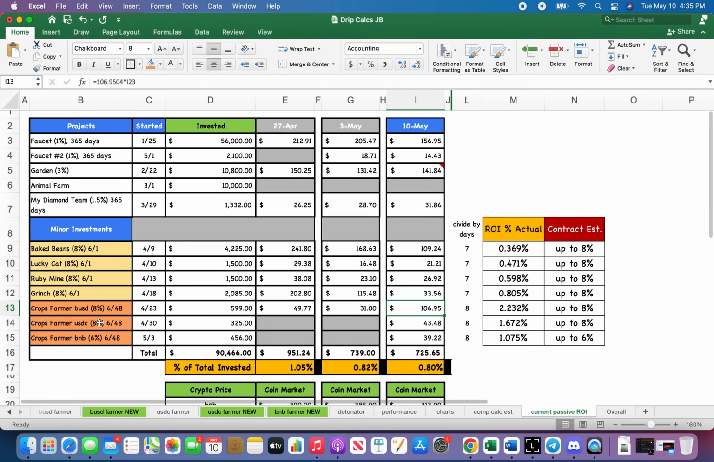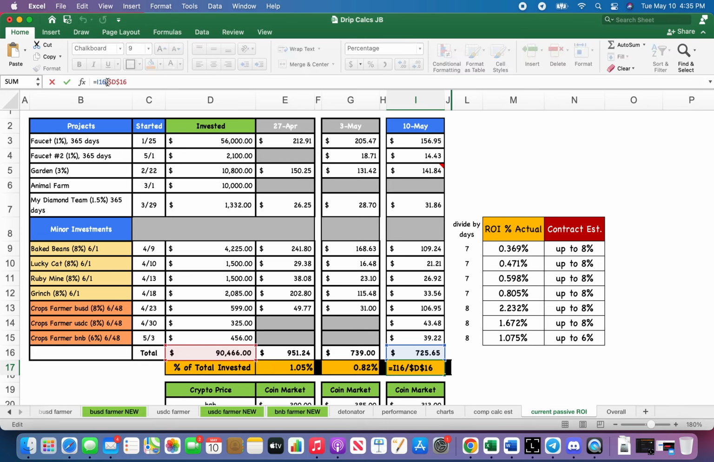So I did 48 hour waiting, and that's why I call it 648. I did that for all three of them. And then I added this new total percent of total invested, because I want to see, okay, all the money I put in, what am I getting per day? And what is that as a percentage of the total invested? So 725 divided by 90,000, pretty simple, right? And I get this 0.8%.